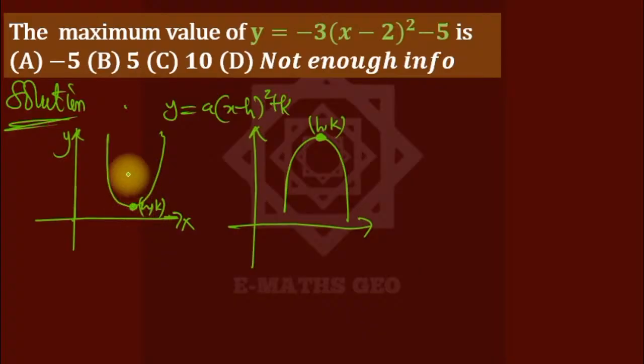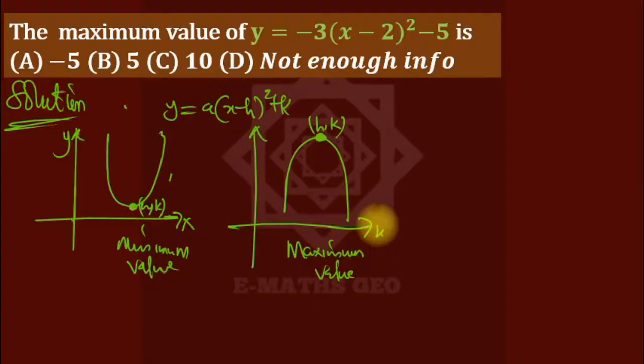The one that is concave up will have a minimum value, while the one concave down will have a maximum value. So the value is k now. K is the maximum or the minimum, while h is the point where it occurs. So since they are asking us the maximum value, we are looking for k.